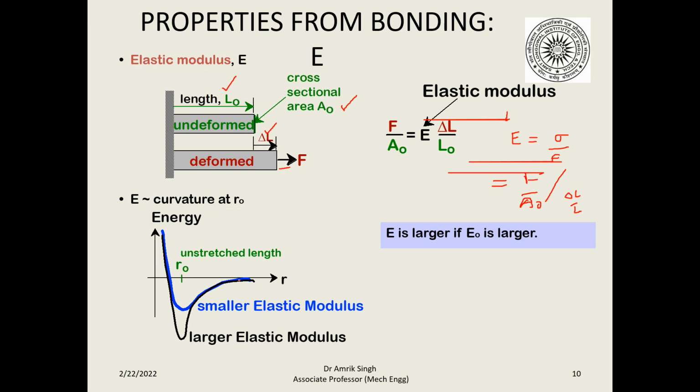In the case of bonding, it is because of the surface energy. You see the unstressed length, the smaller elastic modulus, and this curve gives the larger elastic modulus. It is the curvature at R0. So E is larger if E0 is.